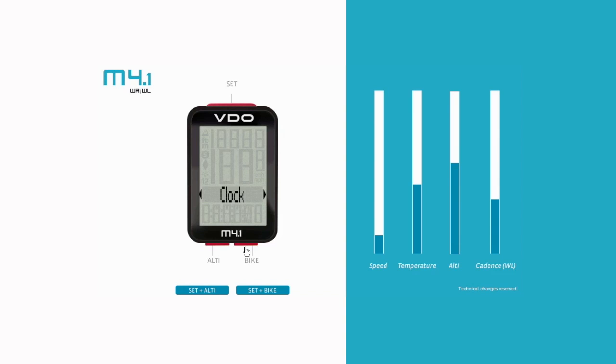Use the Bike or Alti button to scroll to the setting item wanted and push the Set button to open it. Now you can change the numbers by pushing the Bike or Alti button. Once the right value has been set, confirm it by pressing the Set button. Once you have made all the necessary settings, push and hold the Set button for a few seconds. The setting menu will then return to the function menu.